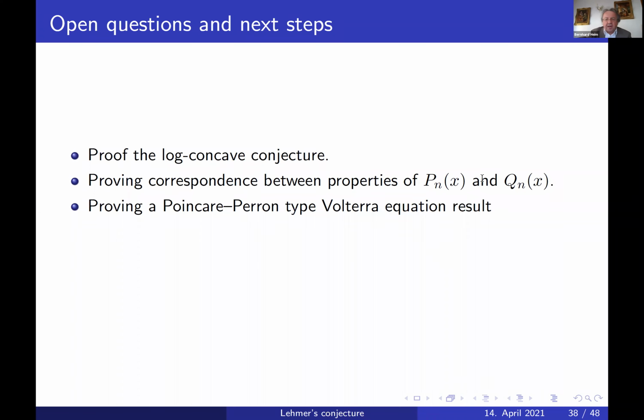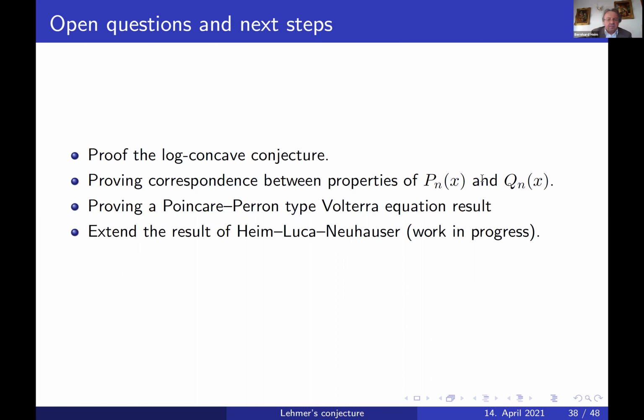Then what I said with Volterra, which is like in the recursion case, a Poincaré-Perron type. But there you always have a finite type recursion. We have recursion terms that grow with n, which is not really well developed in the literature. Of course, extend the Heim-Laguerre-Neuhauser result by using algebraic number theory and the Hurwitz polynomials.